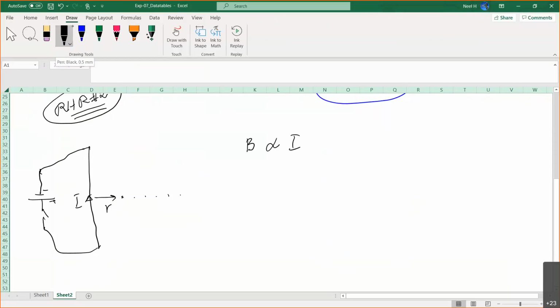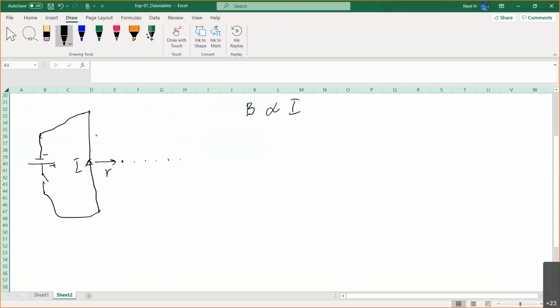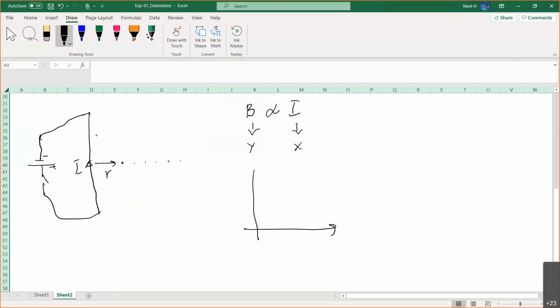So according to our equation, the magnetic field should be directly proportional to the current, right? So if I put B on the y-axis and current on the x-axis, you can make a graph. The graph should be linear, right? It should look like that. The slope of the graph should be mu 0 divided by 4 pi. So this should be current, this should be magnetic field. And from there, I can estimate mu 0. That should be simply the slope of the graph multiplied by 4 pi, right?